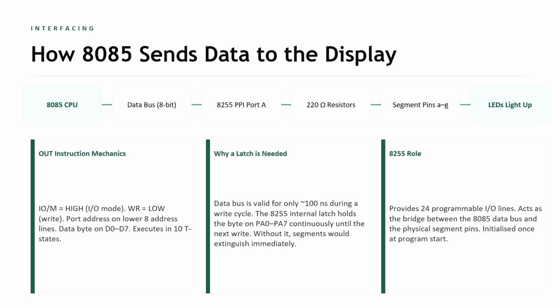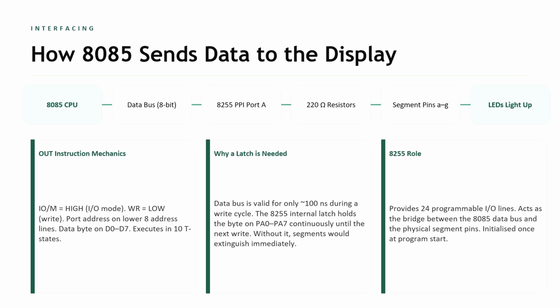Three important pins here. The OUT instruction mechanics: when the 8085 executes OUT, the IO/M bar line goes high, indicating input output mode. The WR bar line goes low, indicating a write. The port address appears on the lower eight address lines. The data byte appears on D0 through D7. This whole operation takes 10 T-states.